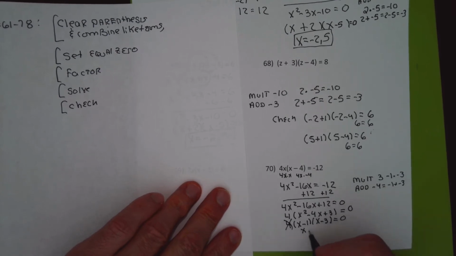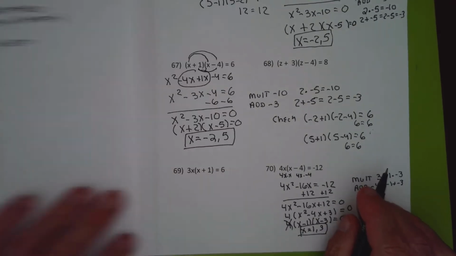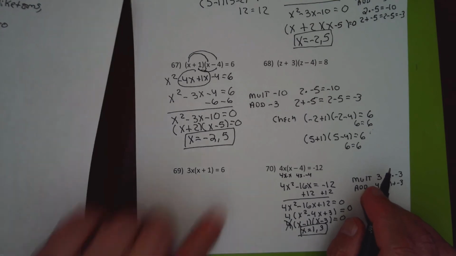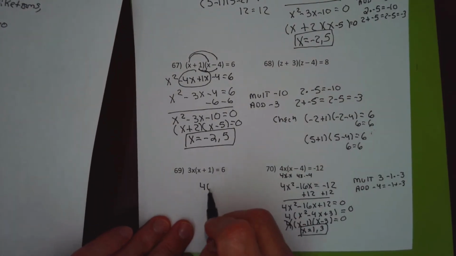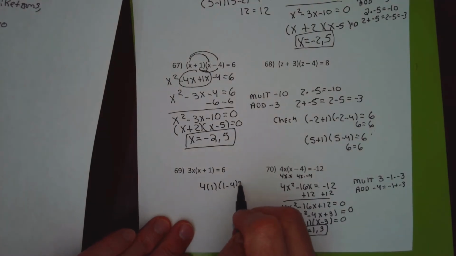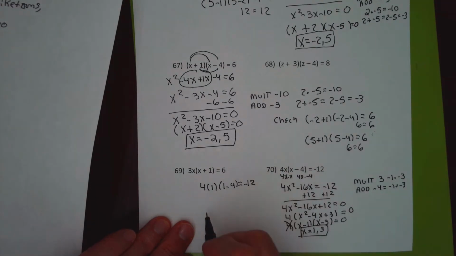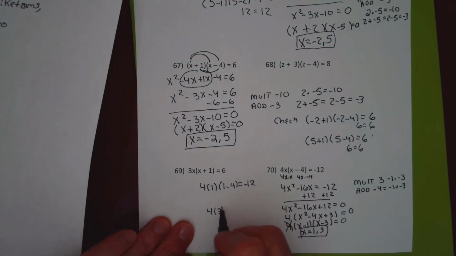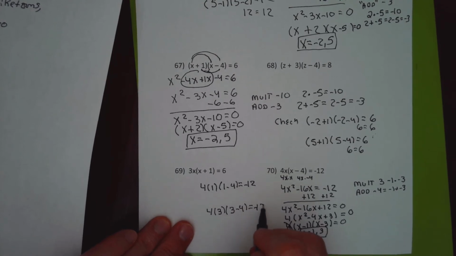The x minus 1 gives a solution of 1. The x minus 3 gives a solution of 3. Done, but I should check. So the first checking, I'm going to plug a 1 in for both of those x's and see if 4 times 1 times 1 minus 4 equals negative 12. My second checking, I'll plug in 3 and see if 4 times 3 times 3 minus 4 equals negative 12.